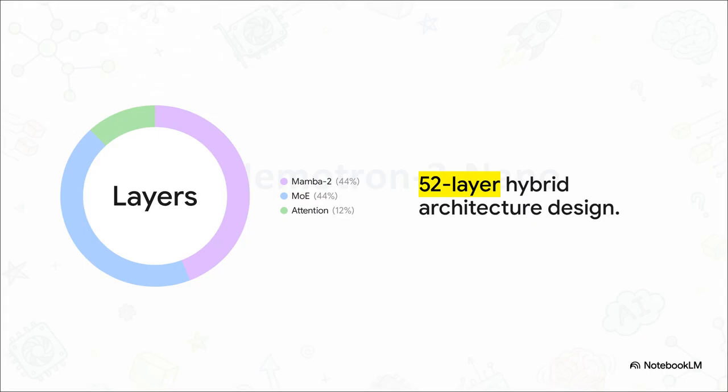And inside those MoE layers, it is a masterpiece of computational routing. You have 128 routed experts plus 1 shared expert, and the model dynamically wakes up just 6 of them per token. It's just incredibly efficient.